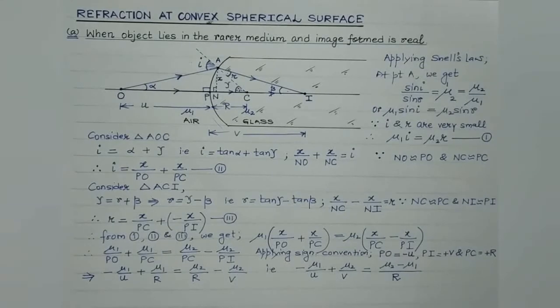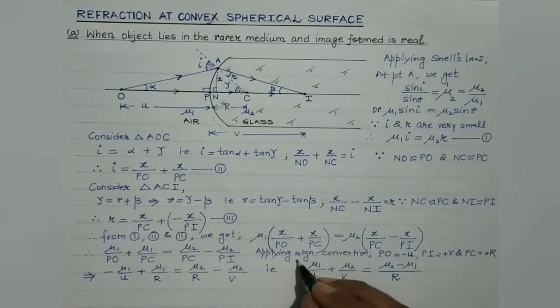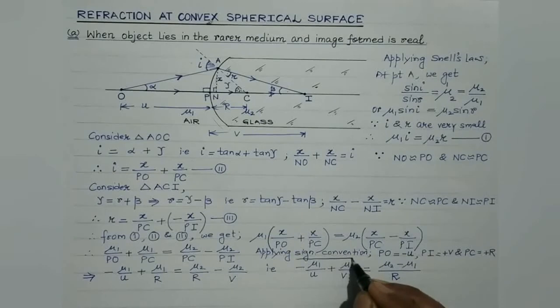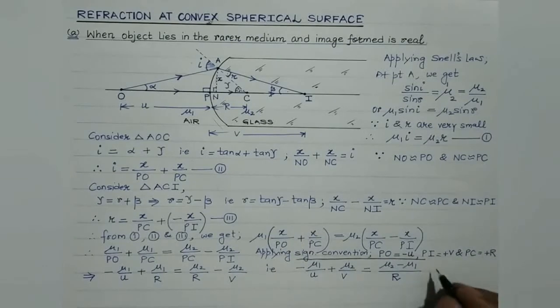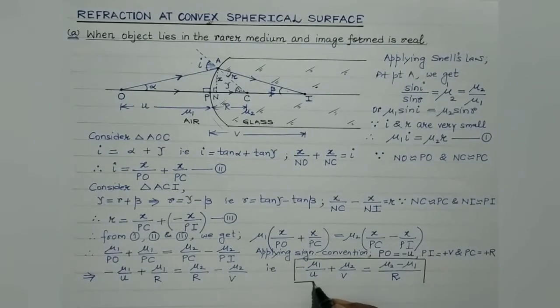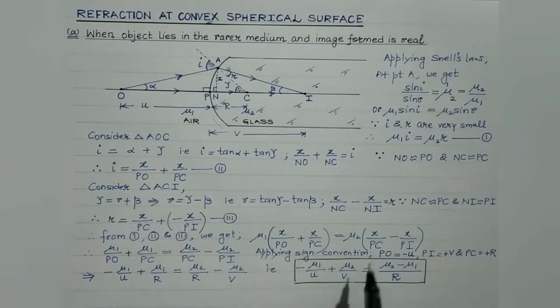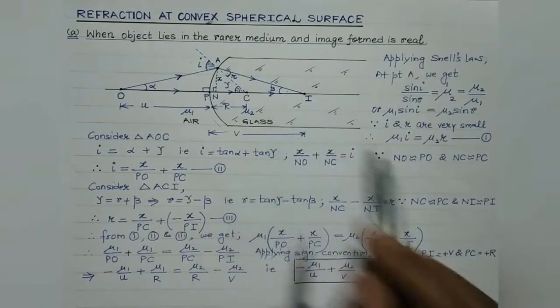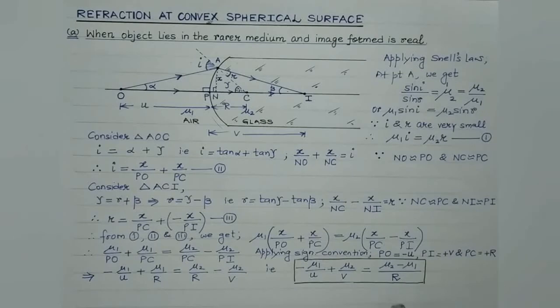So students, this is a very, very important expression. And this is valid when the object is placed in the rarer medium. So the formula is minus mu1 over U plus mu2 over V is equal to mu2 minus mu1 by R. Mu1 is the absolute refractive index of the rarer medium. Mu2 is the absolute refractive index of the denser medium. Right? R is the radius of curvature.